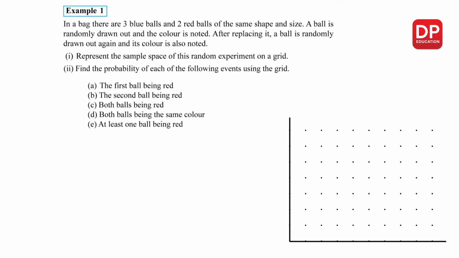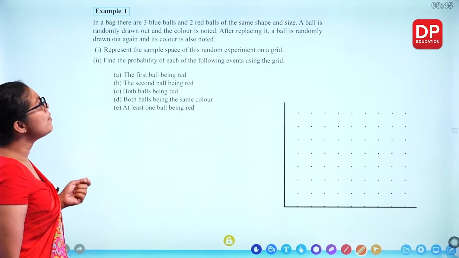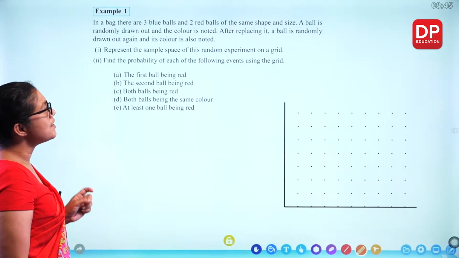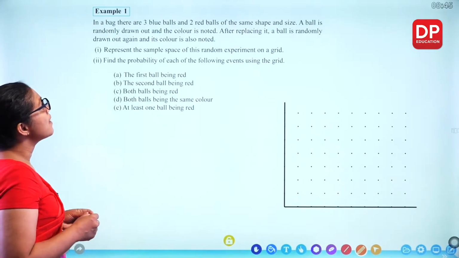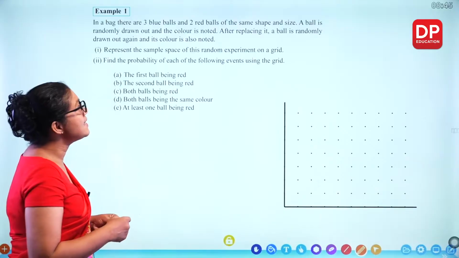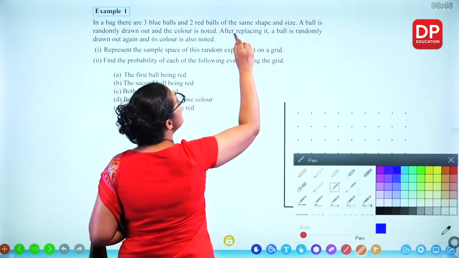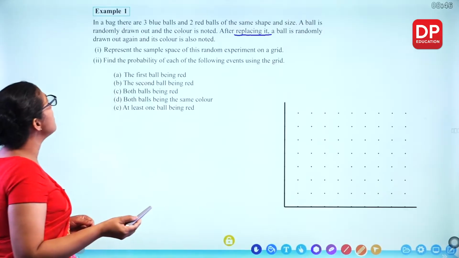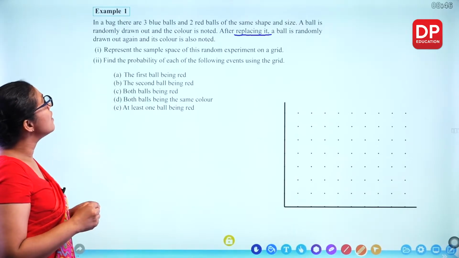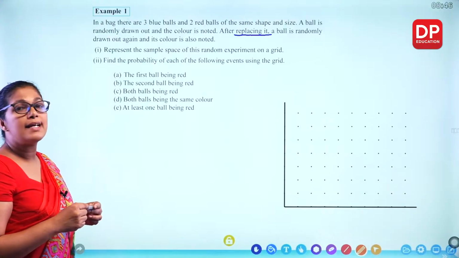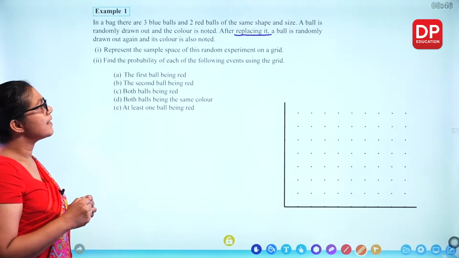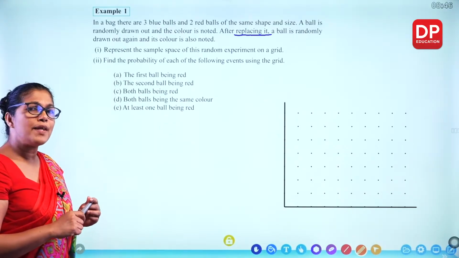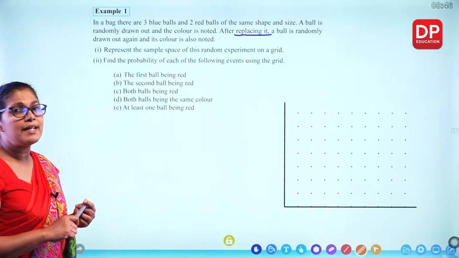Now we'll look at this example and see whether it's independent or dependent. In a bag, there are 3 blue balls and 2 red balls of the same shape and same size. A ball is randomly drawn out and the color is noted. After replacing it, so there's this word, replacing it, a ball is randomly drawn out again and its color is also noted. Represent the sample space of this random experiment on a grid. First tell me whether it's an independent or a dependent.